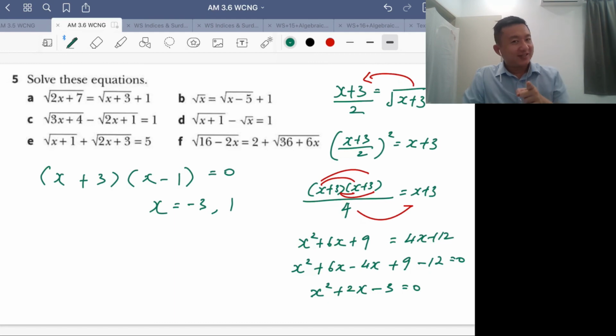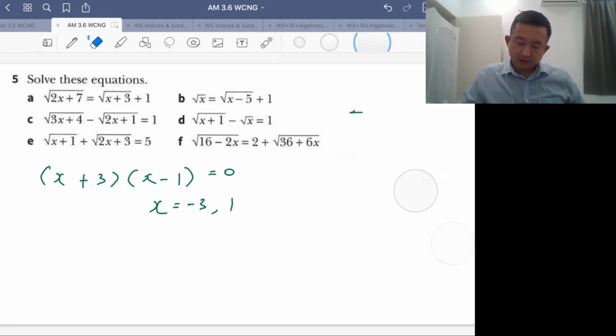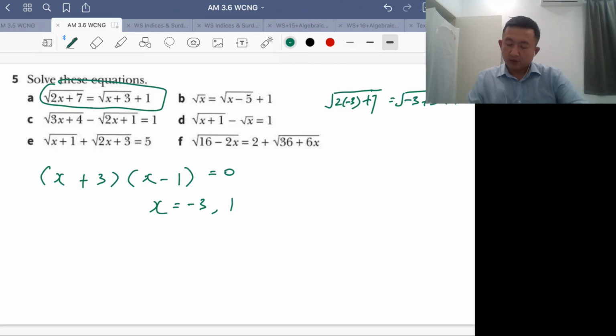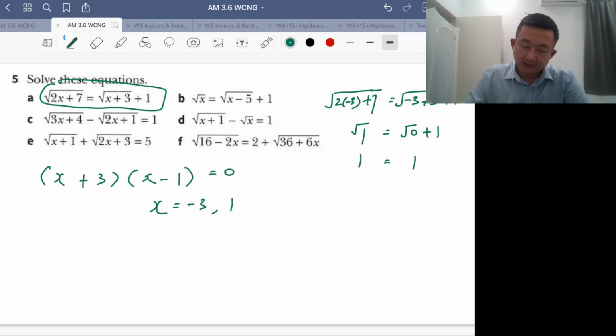Okay, so you have to check the answer. Not all the answers could be accepted. How do you check the answer? You put it back in the original equation. So you're going to put it here. Let me check negative 3. If I have 2 times negative 3 plus 7 and negative 3 plus 3 plus 1. On the left, negative 6 plus 7, root 1. 0 plus 1. So I have 1 on the left, I have 1 on the right. Yes, this one could be accepted as the answer.